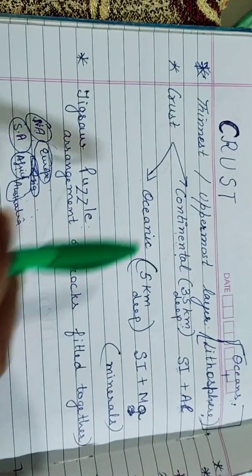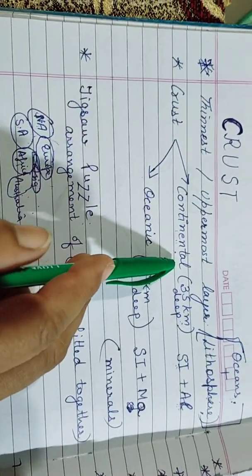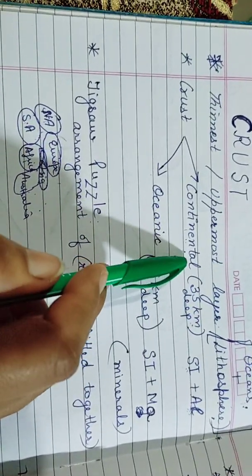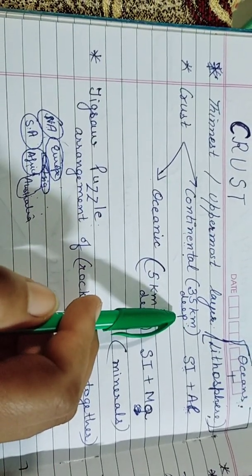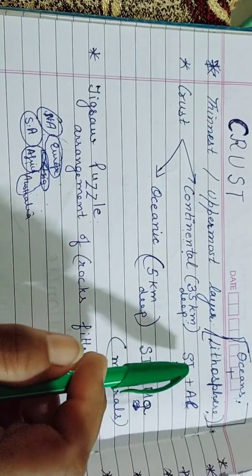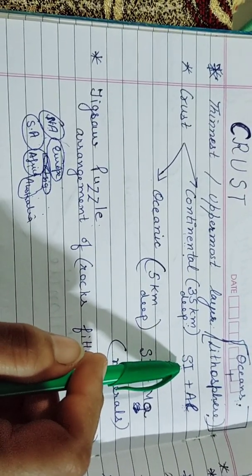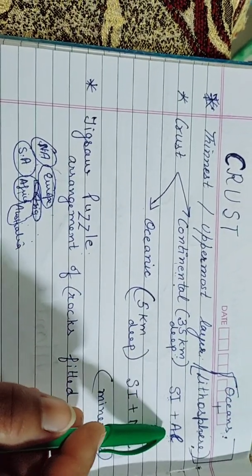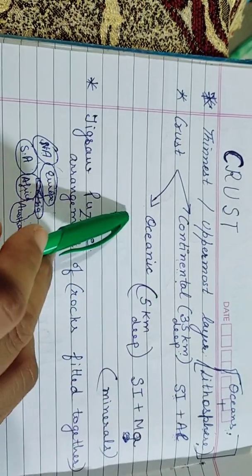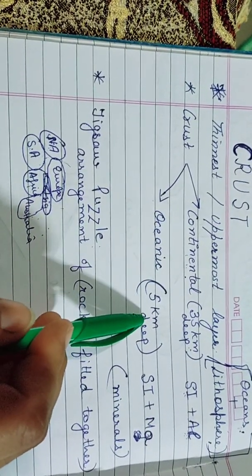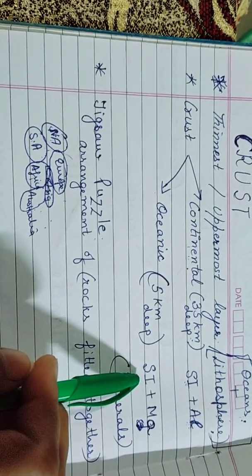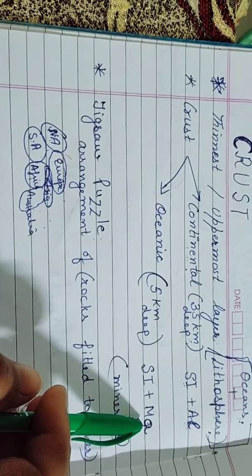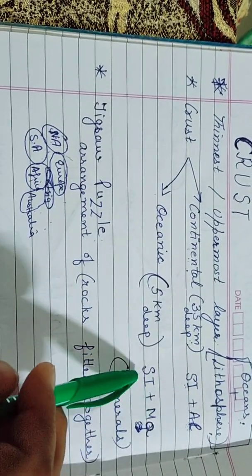Now crust is further divided into two parts, continental as well as oceanic. The continental part is 35 kilometers deep and it is made up of two minerals: Si means silica, Al means aluminium. Combined we call it Sial. And the oceanic part, which is 5 kilometers deep, is again made up of two minerals: Si means silica and Ma means magnesium. So it is known as Sima. Sial and Sima.